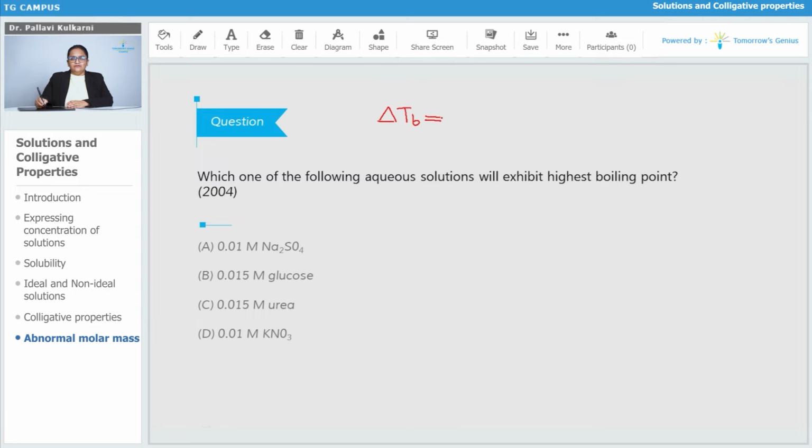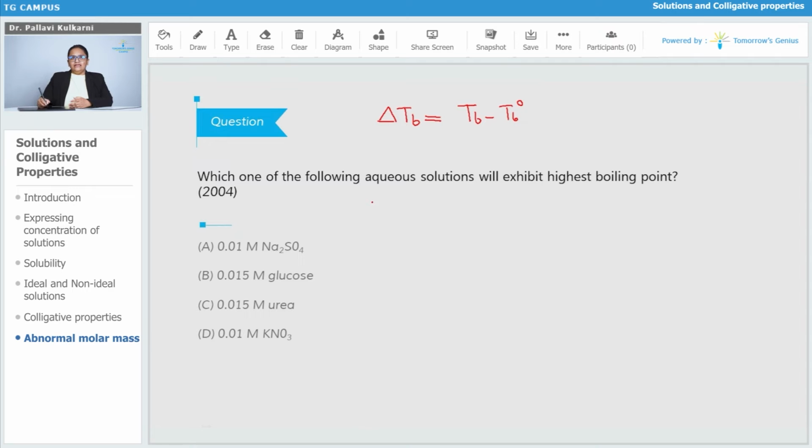We have always calculated delta TB like this: TB minus TB naught, where TB is the boiling point temperature of the solution after mixing the non-volatile solute to it, and TB naught is the boiling point of the pure solvent. Here you can see delta TB and TB are directly related. Greater the delta TB, greater will be TB also.